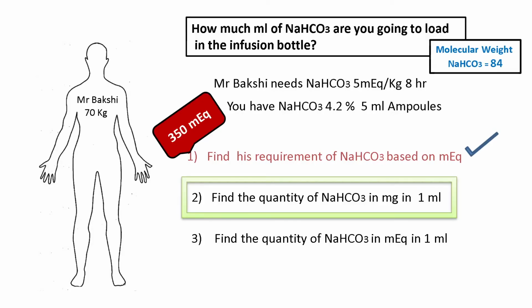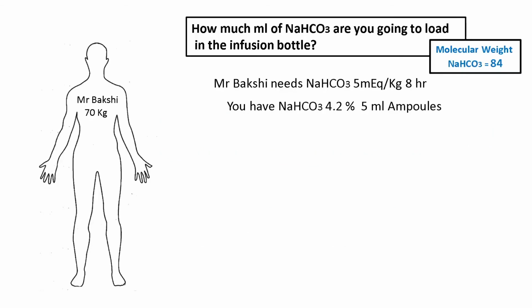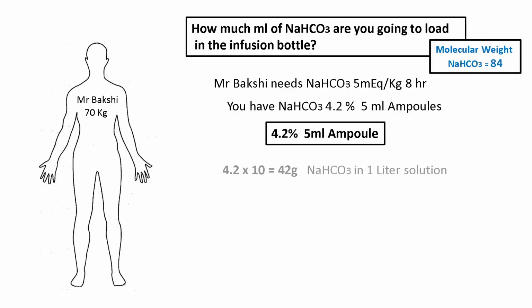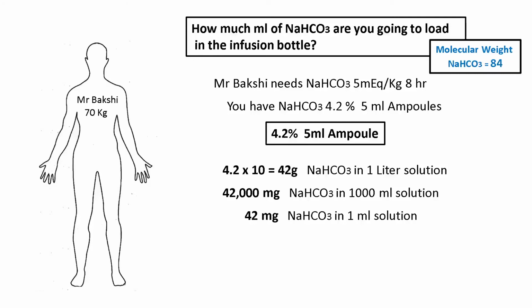That is, we need to find sodium bicarbonate in milligrams per ml of the bottle. We have 4.2% 5 ml ampule, right? So 4.2 multiplied by 10 is equal to 42 grams of sodium bicarbonate in 1 liter solution, which means we have 42,000 milligram sodium bicarbonate in 1000 ml solution. That means we have 42 milligrams of sodium bicarbonate in 1 ml of the solution.